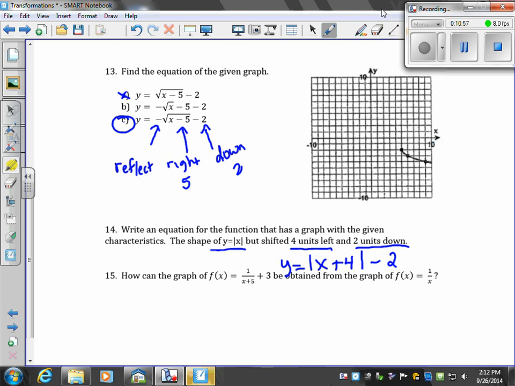And then number 15 says if you take our parent graph, f of x equals 1 over x, and then we want to graph 1 over x plus 5 plus 3, we want to know what's going on here. This means you have a left 5 horizontal shift, and this means you go up 3 units. Okay, so we're able to read transformations based on knowledge of parent graphs and our rules for transformations.